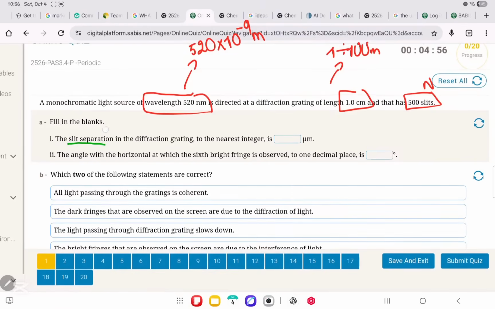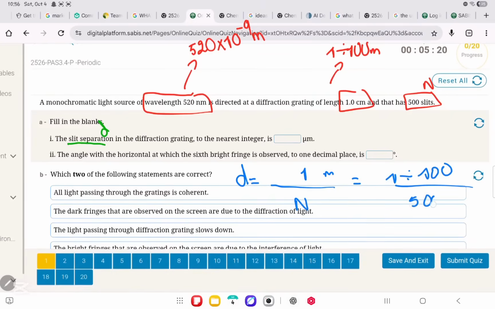If they want the slit separation d in the diffraction grating to the nearest integer, we will follow an equation, which is what? Which is the length, okay? Which is usually 1 over what? Over n, the number of slits. And always remember it's in meters on top. So 1 divided by 100 over 500, we will get d to be what? We will get d to be 2 times 10 to the power of minus 5.